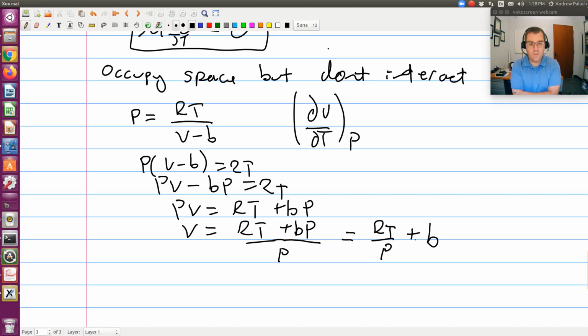All right, so essentially the actual molar volume is equal to that of an ideal gas, RT over P, plus B, the excluded volume. Okay, the volume occupied by said molecule.